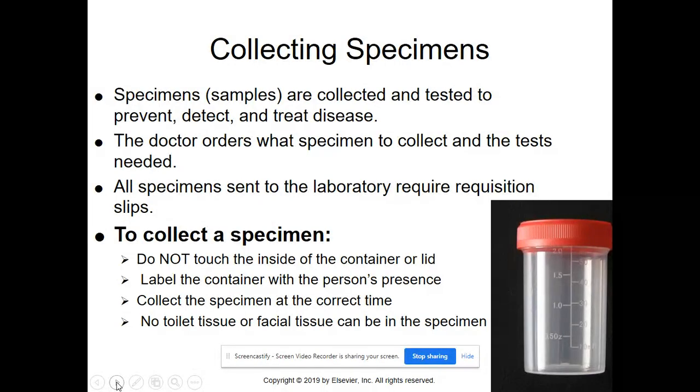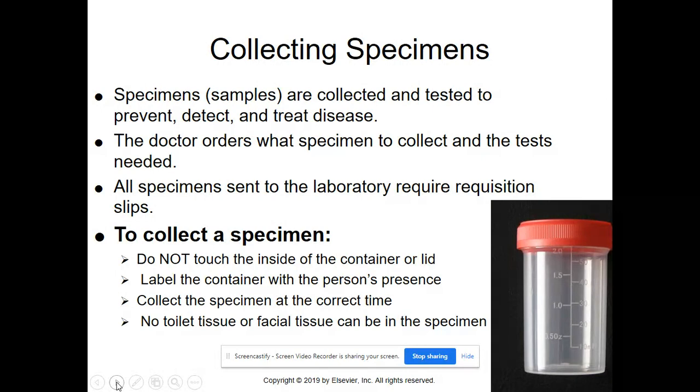All specimens are sent to a laboratory. So after we get the specimen from the patient, we label it and we send it to the laboratory. When we send it down to the lab, it has to have a label on it. It also has to have a slip of paper called a requisition, and that tells the lab what they're supposed to do with this urine. So the requisition will say what the doctor wanted the urine for and what tests they're supposed to run.